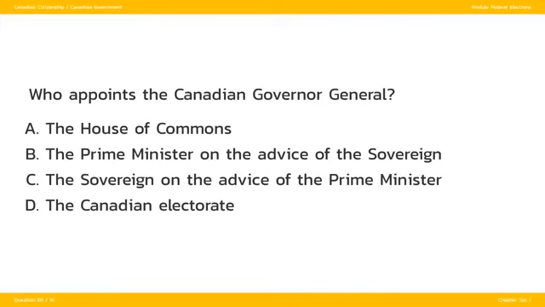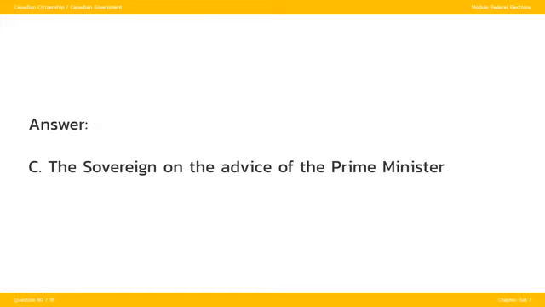Who appoints the Canadian Governor-General? A. The House of Commons. B. The Prime Minister on the advice of the Sovereign. C. The Sovereign on the advice of the Prime Minister. D. The Canadian electorate. The answer is C. The Sovereign on the advice of the Prime Minister.